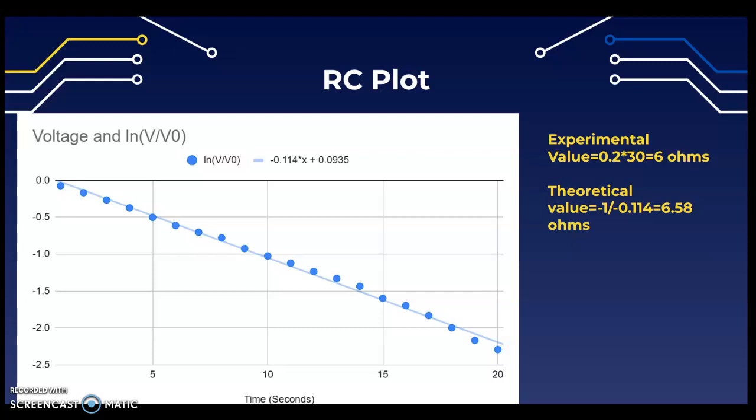Therefore, a plot of ln V over V naught versus t should yield a straight line with a slope of negative 1 divided by RC. RC is called the time constant of the circuit, and this is the time at which the voltage difference has dropped to 1 over e of its original value. So from the experimental value, we know that this is going to equal 0.2 times 30, which is 6 ohms, and our theoretical value is negative 1 over the slope, which is negative 0.114, which is 6.58 ohms.